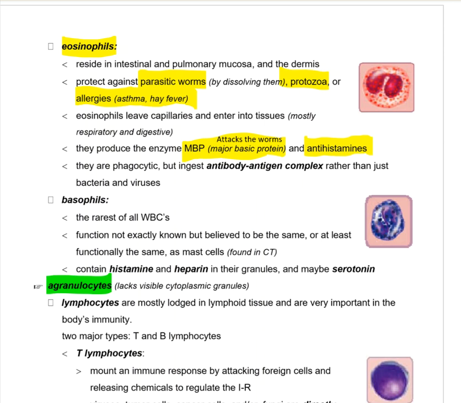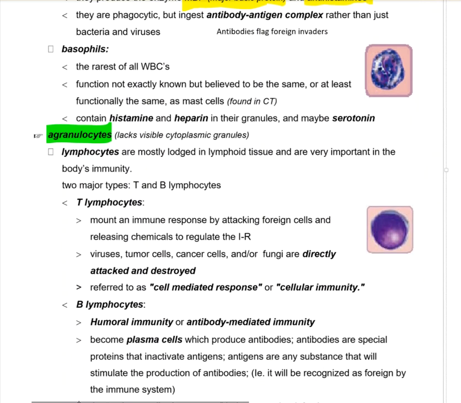But antibodies flag, I guess what we can write in right now is that antibodies flag foreign invaders. Okay, and so they're basically attaching themselves to foreign invaders to slow them down, to make them inactive, and to tell things like eosinophils, hey, why don't you engulf this thing? Okay, we'll come back to that in a few weeks.